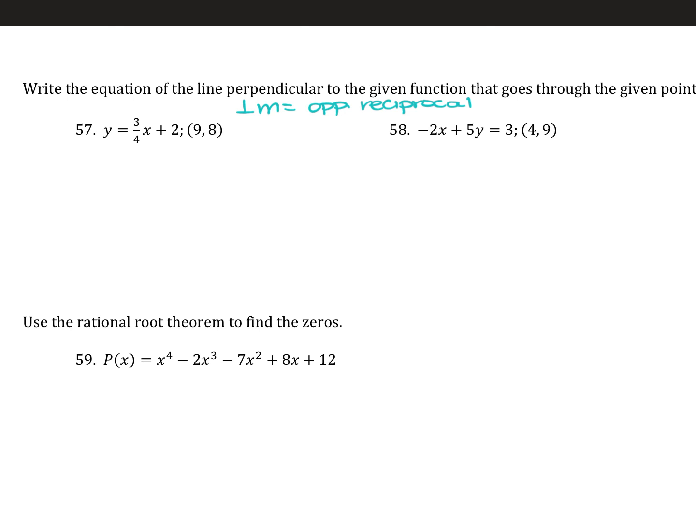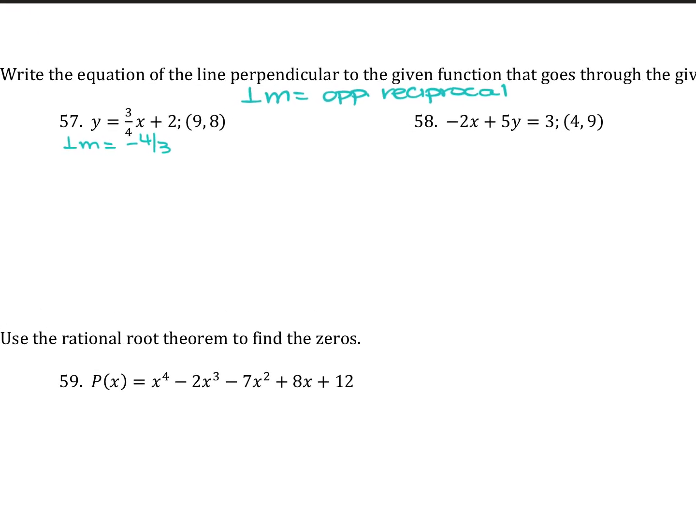So for 57, we have y is equal to 3/4 x plus 2. The perpendicular slope of this is going to be 4 over 3, and it's going to be negative. If it starts as positive, make it negative, and flip the fraction. From there, do the same thing you did with the questions before this. Use your y minus y1 is equal to m times x minus x1 with your new slope. This is going to give us y minus 8 is equal to negative 4/3 times x minus 9.